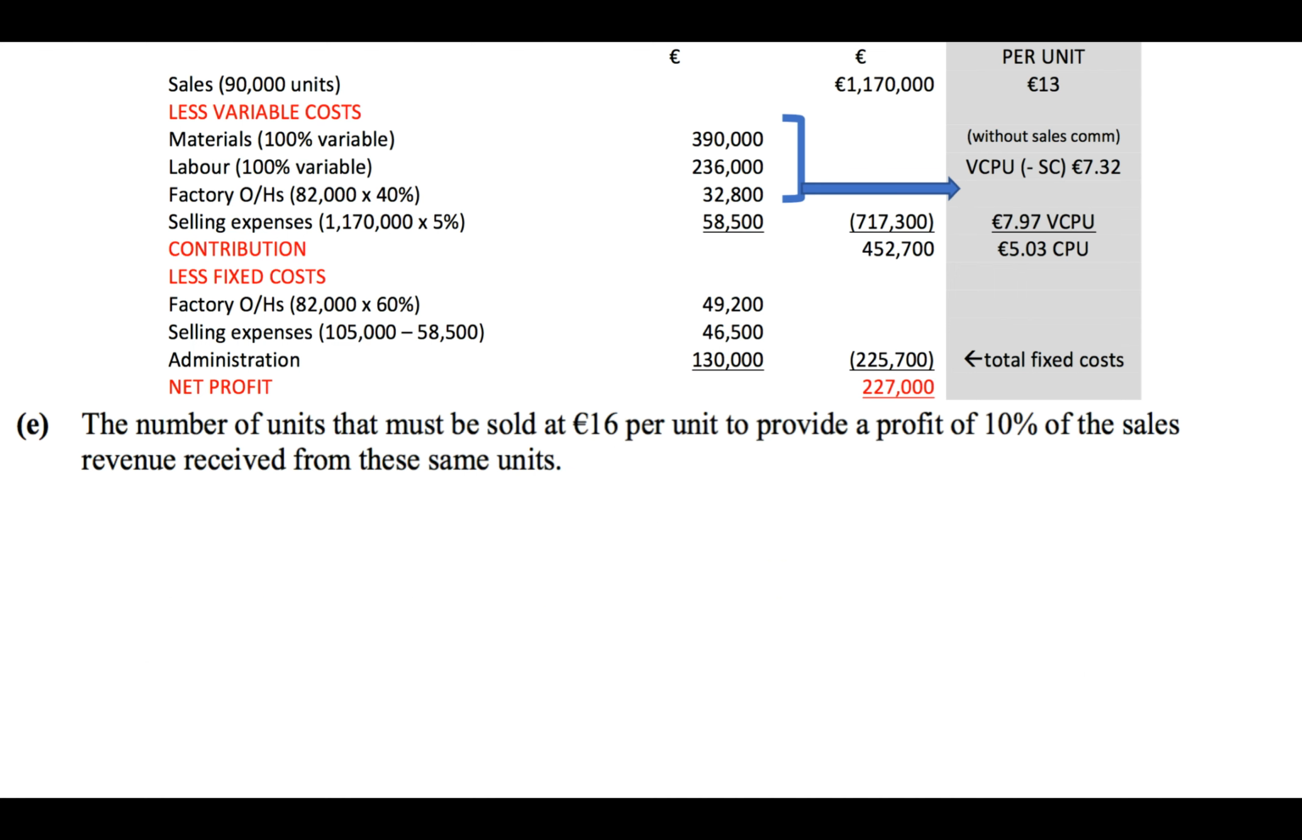Okay, part E then. So what are the number of units that must be sold at €16 per unit to provide a profit of 10% of the sales revenue received from these same units? So how many units do I have to sell at €16 per unit to make a profit of 10%, which would be €1.60 of the sales revenue received from these same units? Again, sensitivity analysis, a what-if situation: what if we sold it at this?